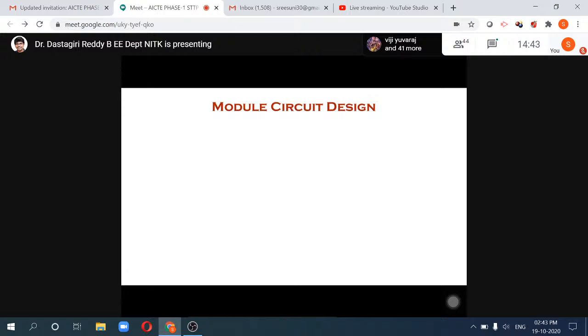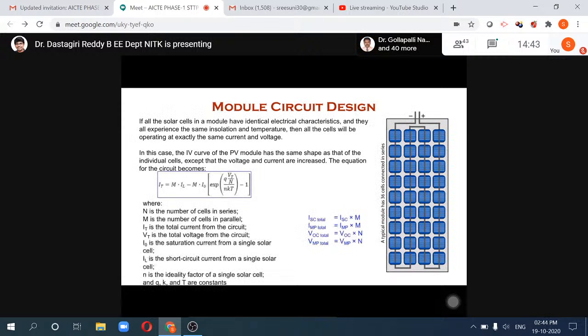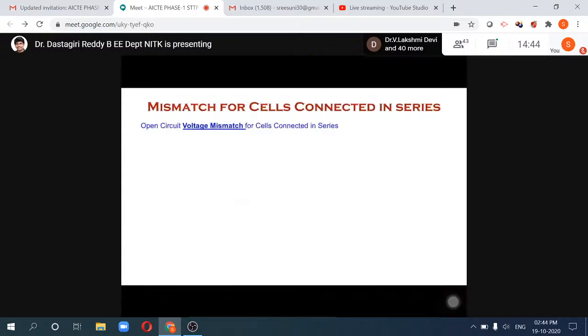Now, when it comes to module circuit design, it is very simple. You have one cell of 0.5 volt or 0.6 volt and 1 ampere. If you want to make it 12 volt, it is obvious you have to connect them in series. If you want more current, you connect them in parallel. That's quite straightforward. When you do that, your total current equation changes like this. You just give some multiplication factors, M and N. It's quite easy. But what is important is what if there is a mismatch?